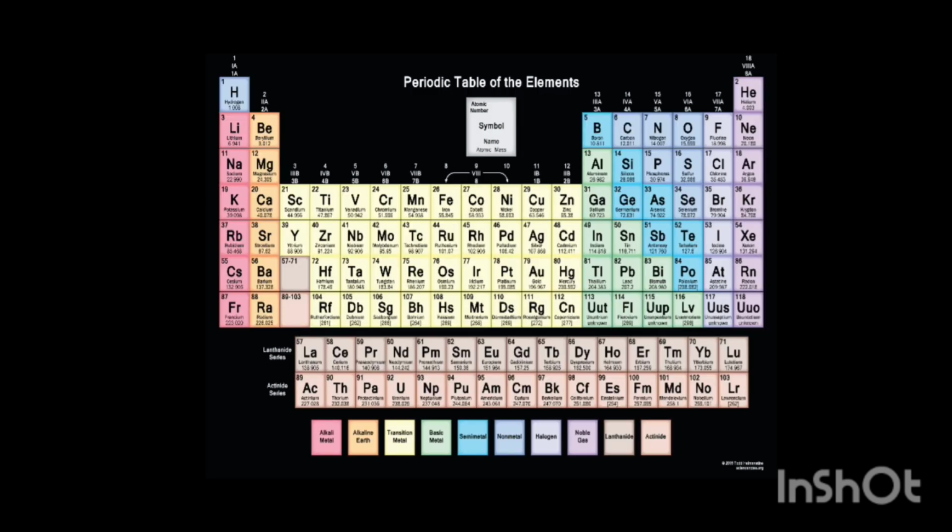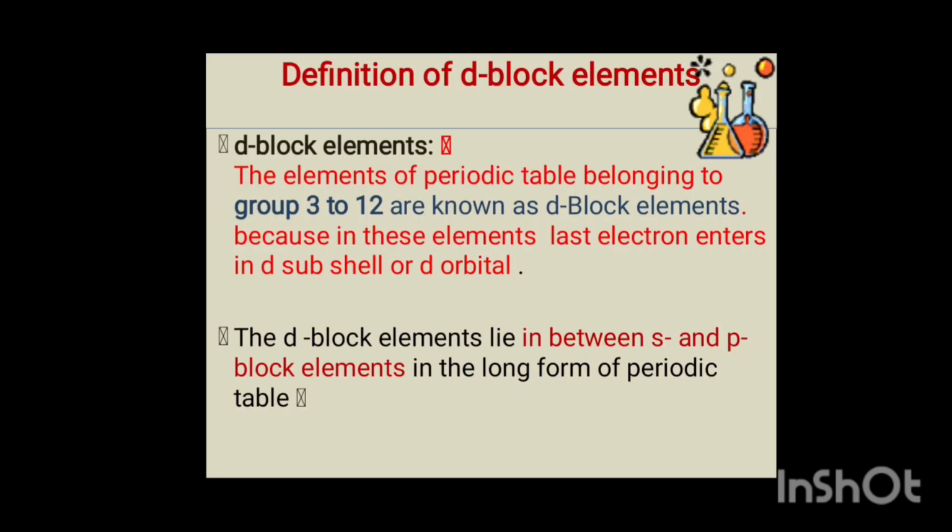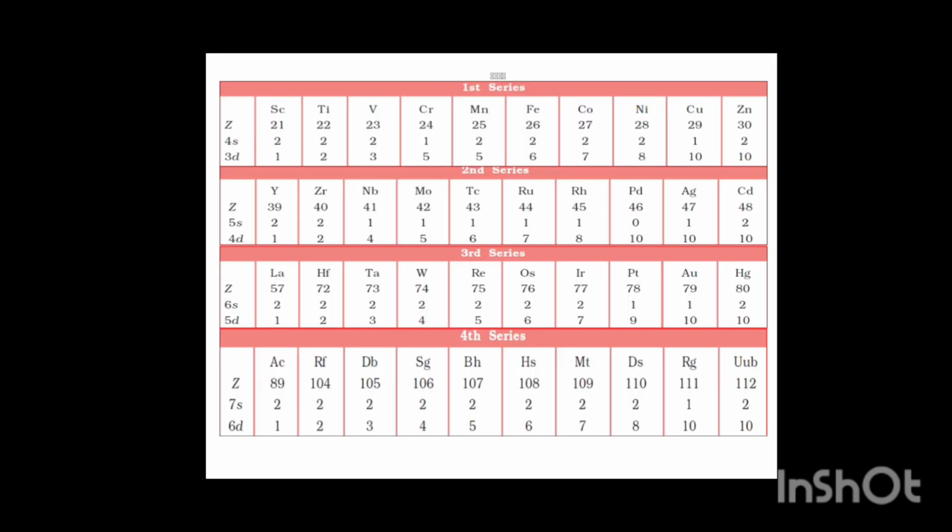So in the periodic table, group 3 to 12 are D block elements. Definition of D block elements: the elements of the periodic table belonging to group 3 to 12 are known as D block elements because in these elements the last electron enters the D subshell or D orbital. D block elements lie in between S and P block elements in the long form of the periodic table. They act as a bridge between S block and P block.